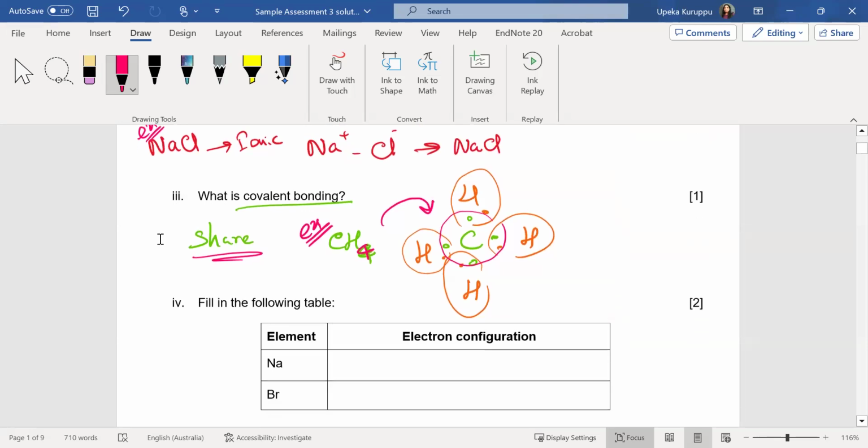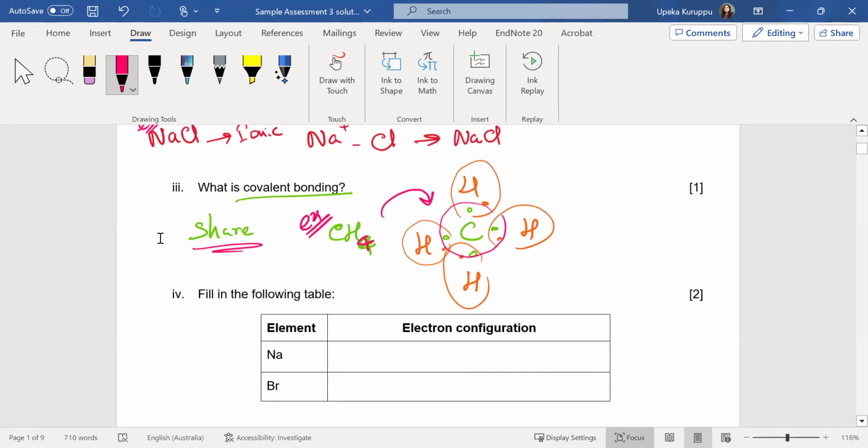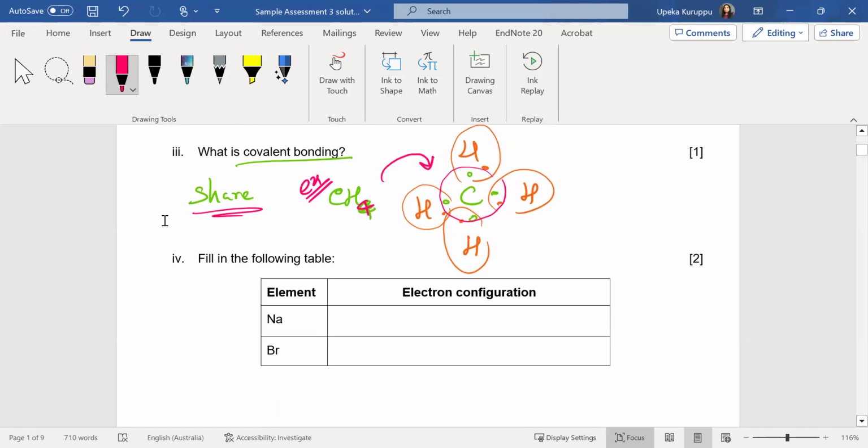Can you do this one for me, please, if you have finished? We all know how to write the electron configurations. To write the electron configuration, we need to know the atomic number. If it's not given to you, where can we find the atomic number for different elements? From the periodic table. Sodium's atomic number is 11 and bromine's is 35. You can check it if you want to. The atomic number is the number of protons, same as the number of electrons. So there are 11 electrons in sodium.